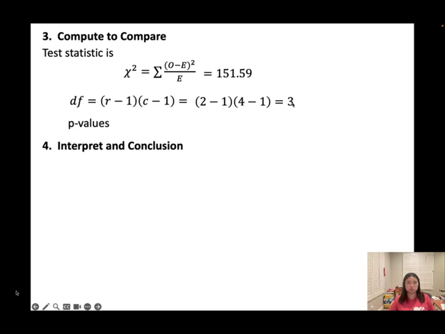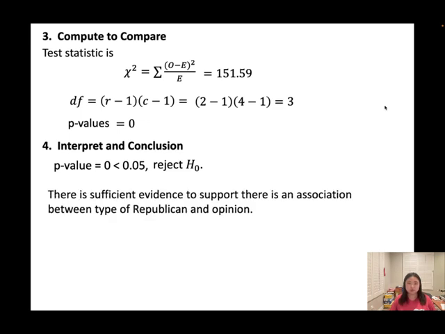I'm going to show you guys how to use the calculator after, okay? We just write it down: the test statistic and also the p-value should be equal to 0. So now, number 4, we're going to compare the p-value to your significance level. So that will be reject. And then we draw the conclusion: there is sufficient evidence to support there is an association between type of Republican and opinion.